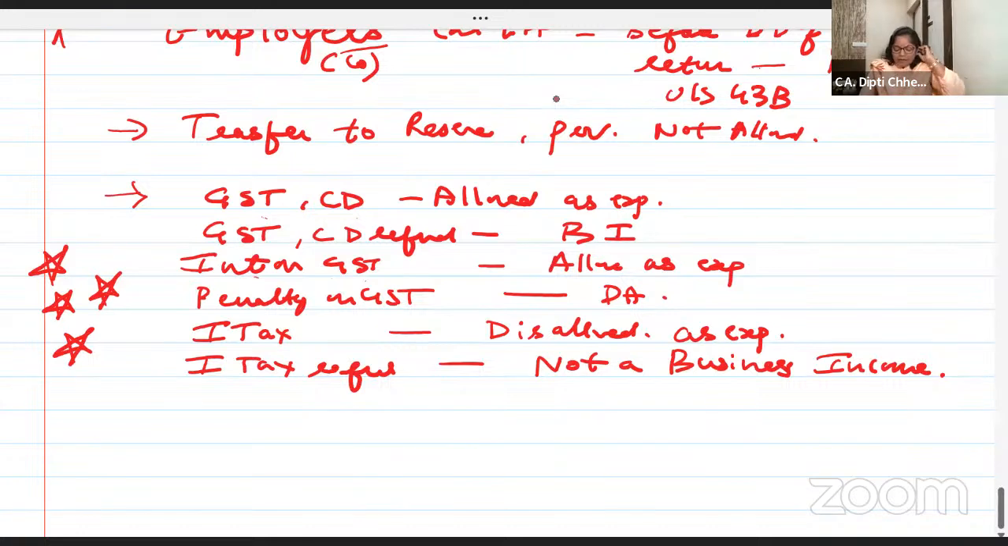Now, interest on GST. Yeah. Interest on late payment of the GST. Is it allowed as your expense? Yes. Penalty on the GST. Not allowed. Why do you have to pay penalty? Because you evaded GST. You undershowed your sales. You did cheating. And then you want penalty to be allowed? Not allowed.